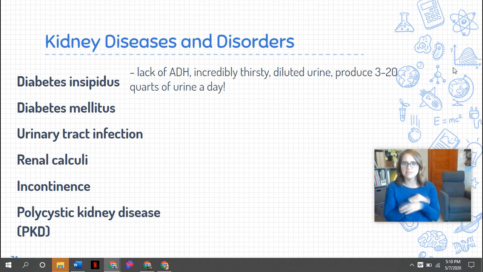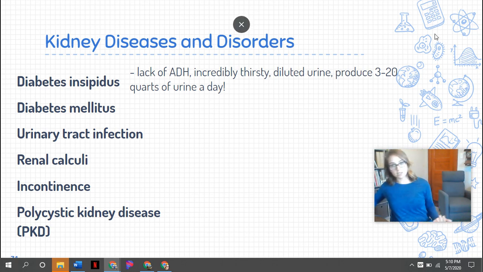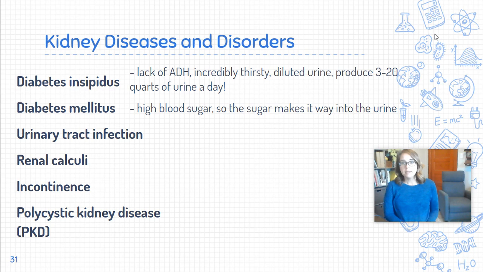Diabetes insipidus has nothing to do with sugar. It's just frequent urination because of excess water secretion by your bloodstream. You can't retain it because of ADH. Now, diabetes mellitus is caused by high blood sugar, and then that excess sugar makes its way to the urine. You urinate it out, and you would end up with glucose in the urine.